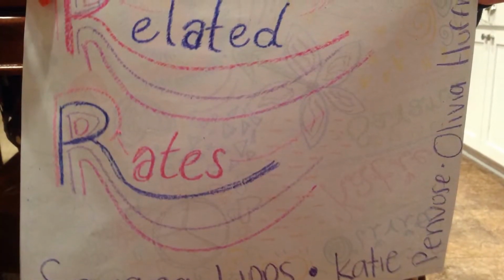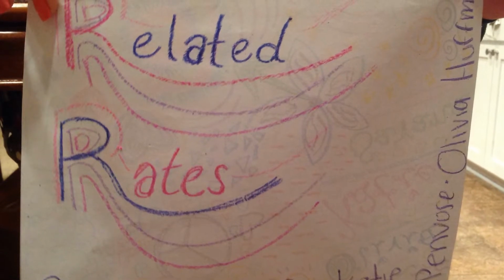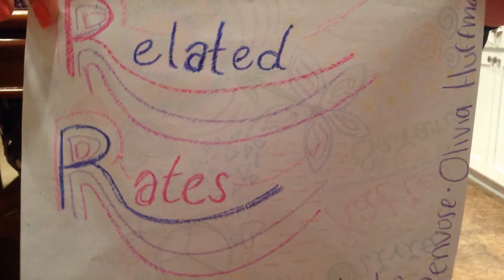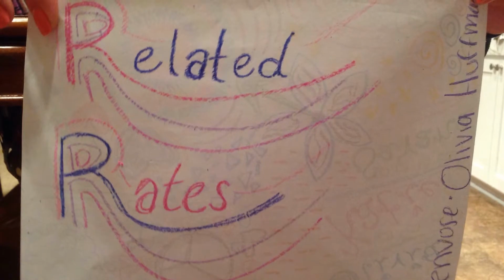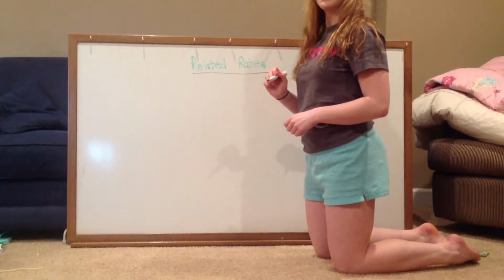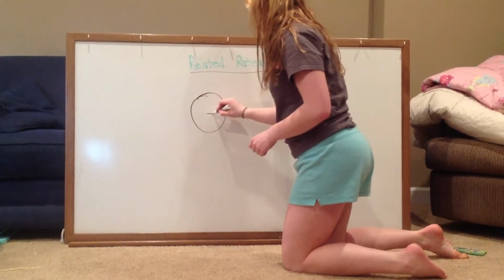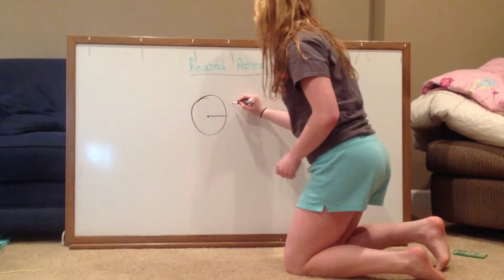After cannonballing into the pool, Olivia was very interested in finding out how quickly her ripples increased. In order to do this, she used related rates. The first step in any related rates problem is to draw a picture of what you're looking for. So Savannah draws a circle with the radius of 7 feet.